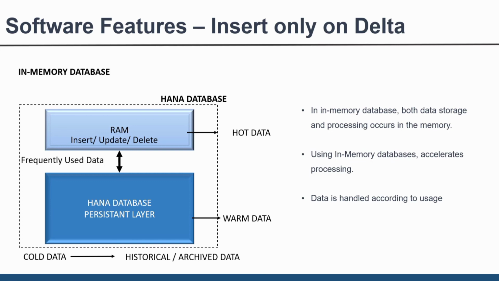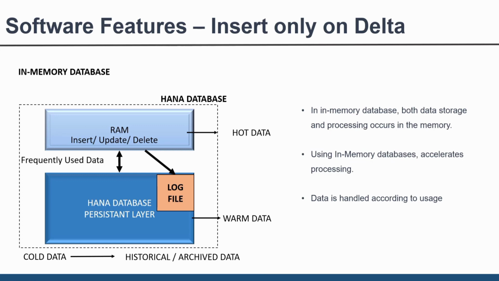What SAP does is, if the user starts changing, deleting or adding records in hot data, the changes are done directly in RAM. However, at the same time, the changes are also recorded in a log file, which is a part of the persistent layer. So whatever changes the user is doing in hot data are getting done in RAM, and at the same time they are getting recorded in a log file in the persistent layer.